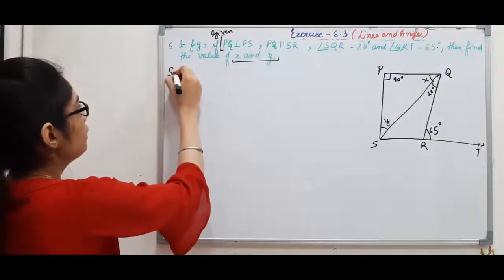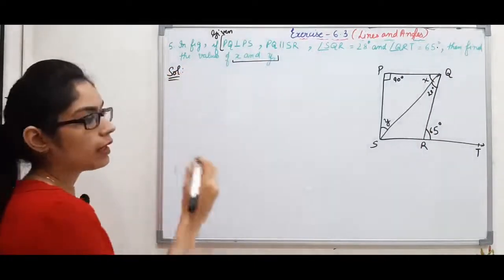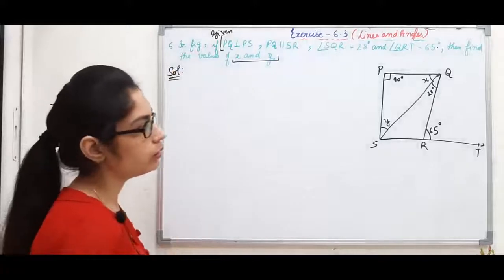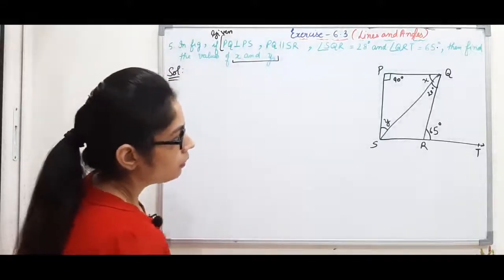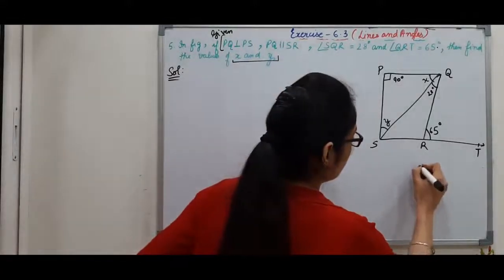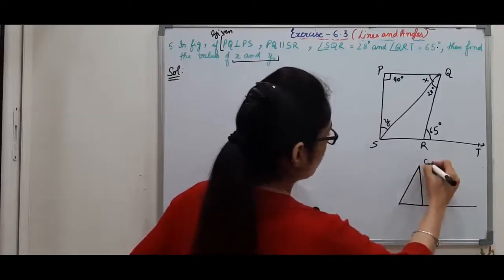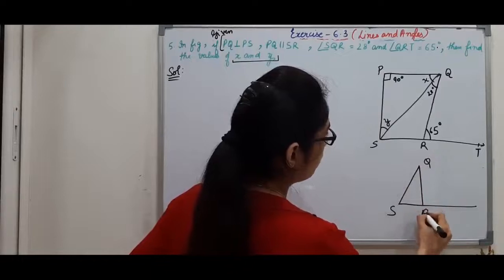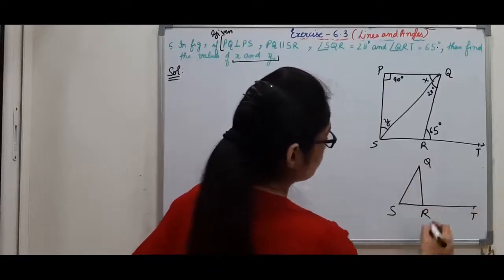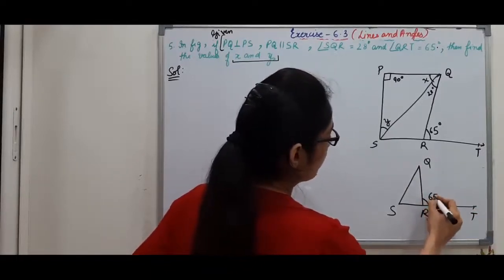Now let's start. So you have to write everything. I am starting directly from the solution. So here this triangle is there, QSRT. So this angle is equal to 65 degrees.